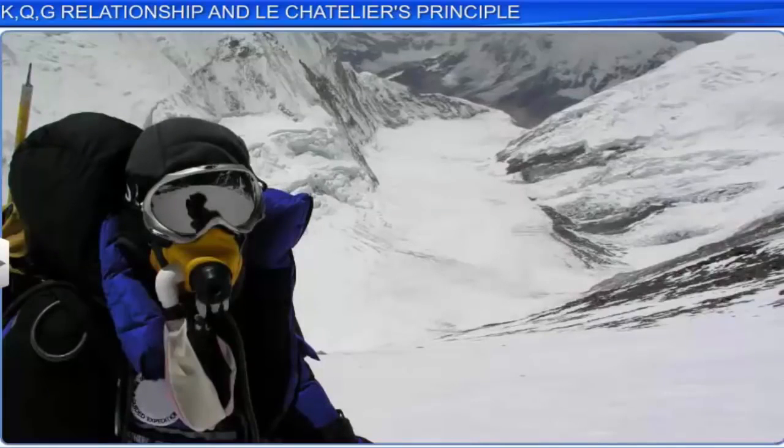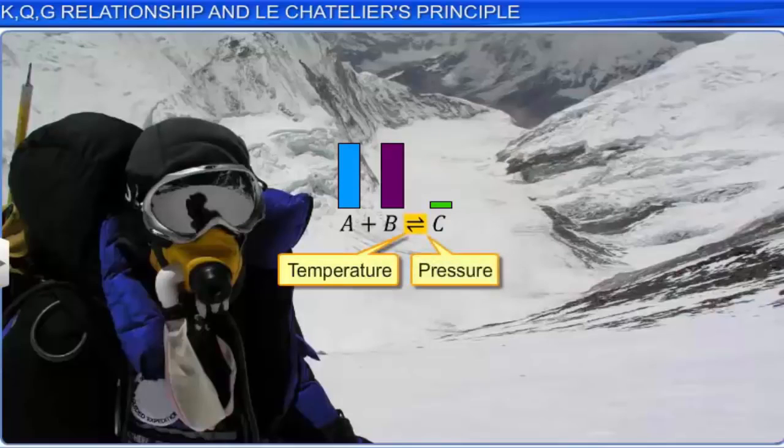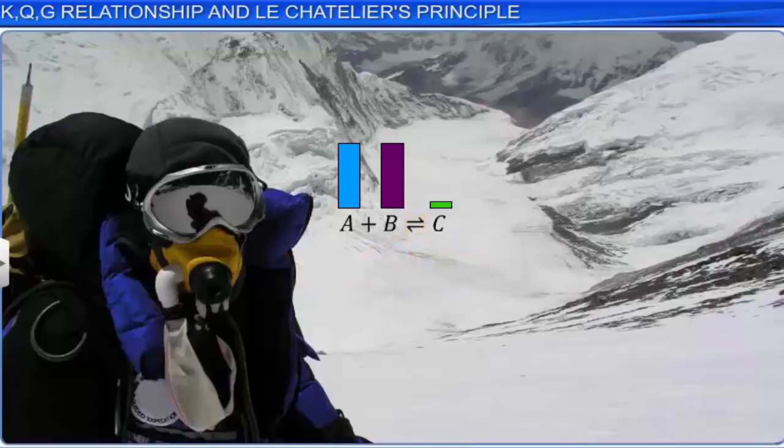Thus, we can say that if a system at equilibrium is subjected to a change in the concentration of one of the substances, then it no longer remains at equilibrium, and the equilibrium position shifts in the direction in which this change is reduced or nullified. A change in temperature or pressure may also alter the equilibrium. This is the application of an important generalization, known as Le Chatelier's principle.